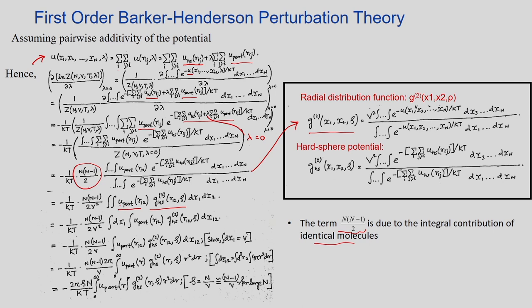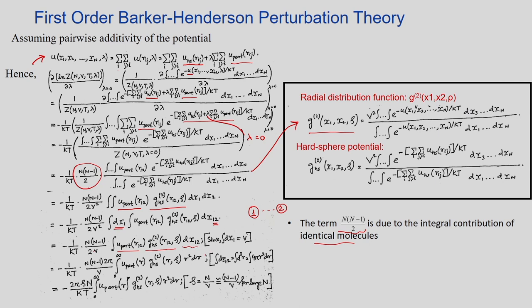Now I will fix the coordinate of 1, so that 2 can vary. I have fixed the coordinate of 1, so that dr1 comes out of this integral, the elemental volume r1. If this comes out of the integral, this is V, so this V and this V cancel out, one of the V. So it becomes 2V. What you are left with inside is a single integral of u perturbation R12, the pairwise distribution function, and finally an elemental volume dr12.